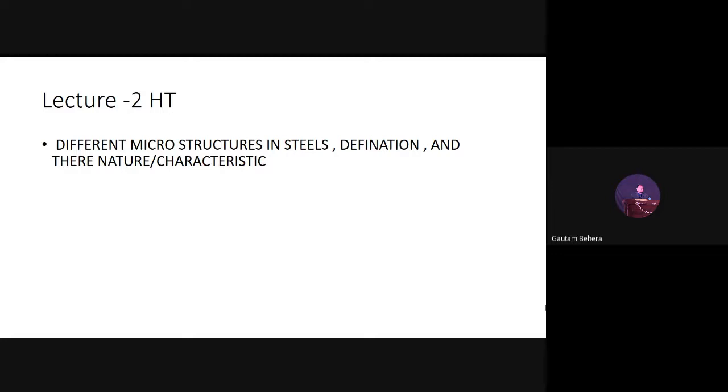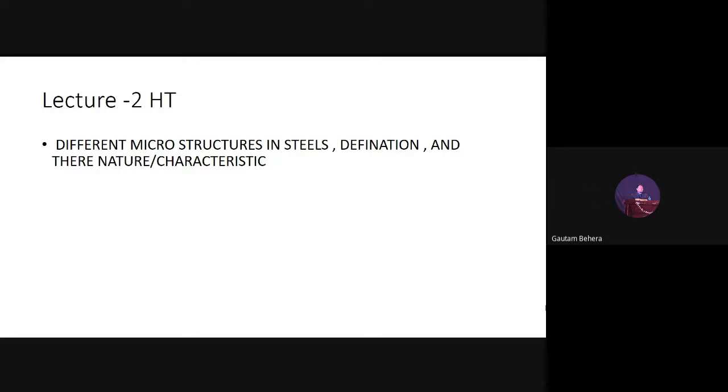So here we are not going to add any alloying elements, unless it is a chemical heat treatment. And we have seen we have three kinds of heat treatment: thermal heat treatment, chemical heat treatment, and thermomechanical heat treatment. So in this subject we are basically concerned with two parts: thermal heat treatment and chemical heat treatment. We are not going to discuss thermomechanical heat treatment.